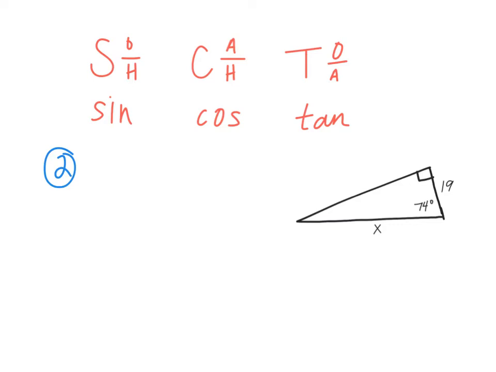We're going to do one more example, and this one is intentionally kind of tricky. Always start out the same way. Look at what you're given in your triangle, so you can decide what ratio you have: O over H, A over H, or O over A. Based on the sides that you have, which of these, sine, cosine, tangent, do you need to use?